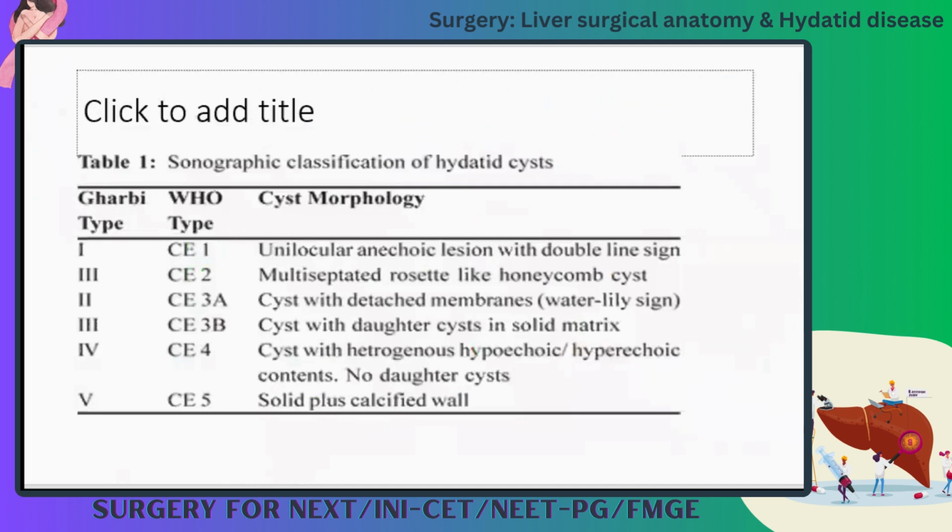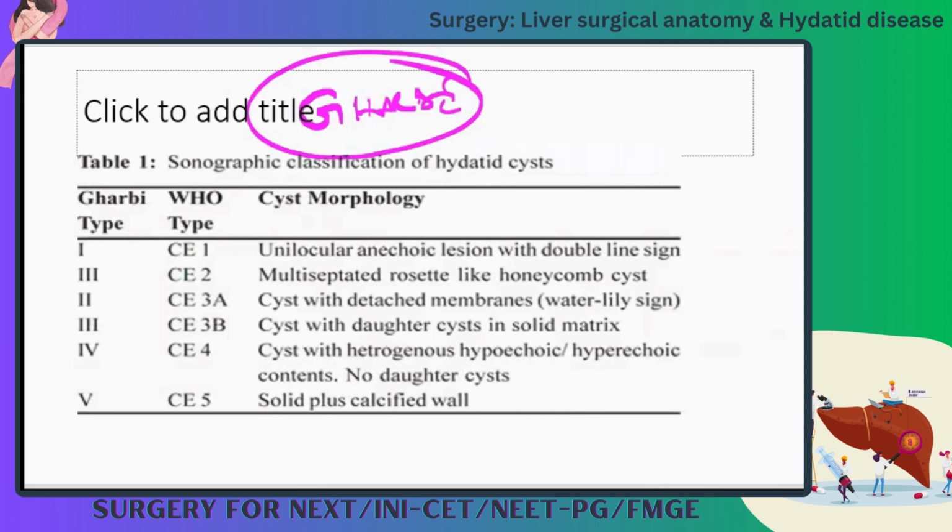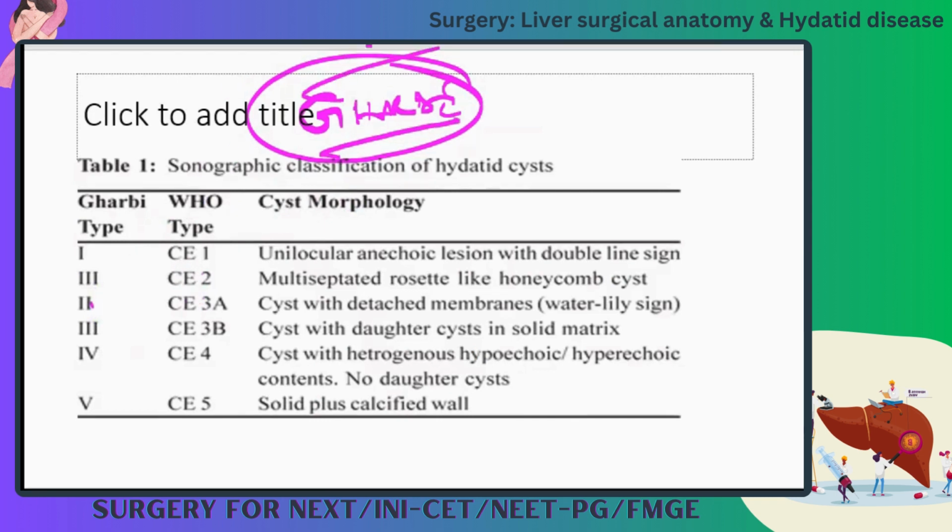This classification is based on the appearance of the cyst. There is an ultrasound classification for the hydatid cyst based on the appearance of the cyst. This classification is known as the Gharbi classification. He's an Indian scientist only. Under his name, we have this Gharbi type of classification. So there are type 1 to type 5. WHO is another one, but just remember this. The classification for hydatid cyst is Gharbi.